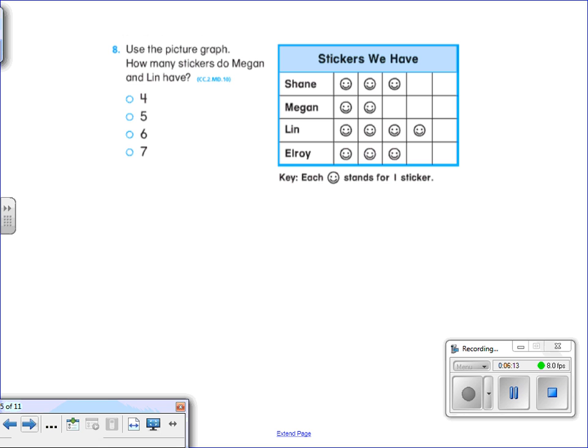Use the picture graph. How many stickers do Megan and Lynn have? So Megan and Lynn together. Matthew? 6 is correct. So you can either count up the total. We're looking at Megan and Lynn. 2 for Megan, 3, 4, 5, 6 for Lynn. Or you can do 2 plus 4 equals 6.